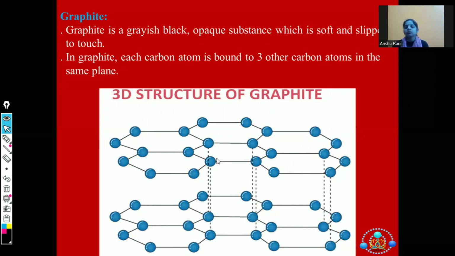It is also used as a lubricant, as a greasing agent. Graphite has a high melting point, so it is used to melt metals. The crucibles will be made up of graphite. Suppose you want to melt any metal. The container, the vessel in which you will melt that metal, will be made up of graphite.